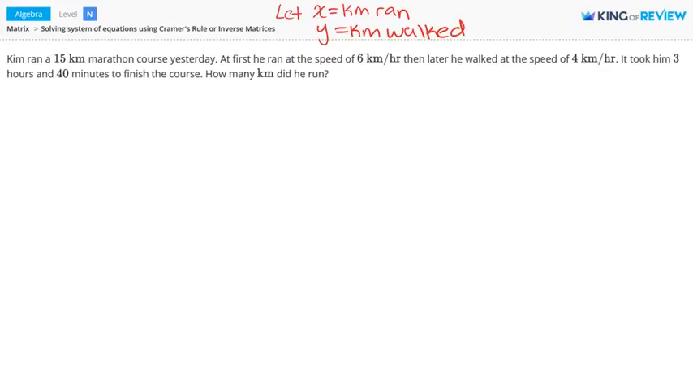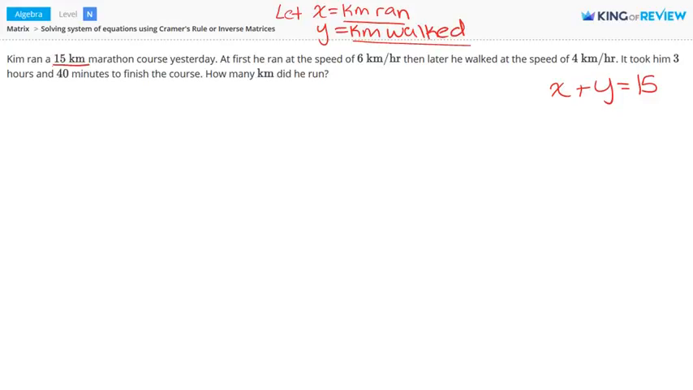So let's look at this first sentence. He ran a course that was 15 kilometers. So the total distance of the course was 15 kilometers. So if the total distance is equal to 15, we know that this consists of the distance that he ran plus the distance that he walked. So the distance that he ran was x, and the distance that he walked was y. So x plus y, those two distances added together give us a total of 15 kilometers. So there's our first equation. x plus y equals 15.